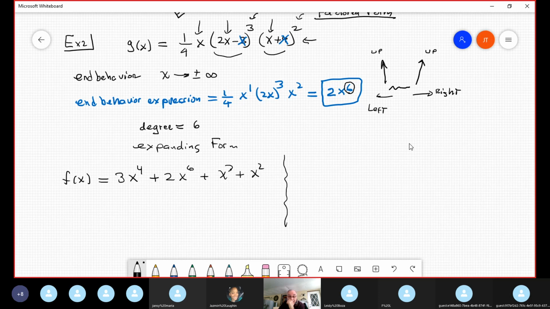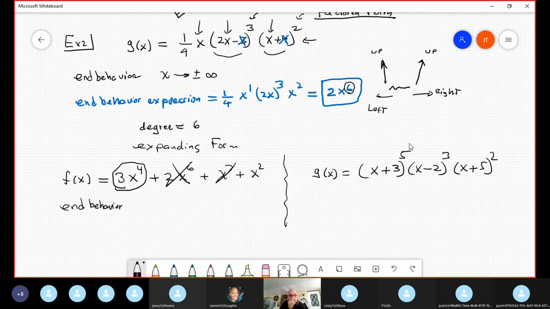But suppose not exactly this. Suppose I have another one that is in factored form: x plus 3 to the 5th power, x minus 2 to the 3rd power, and x plus 5 to the 2nd power. Okay. What is the end behavior expression? It's obvious that it's this. I ignore this, I ignore this, I ignore this.